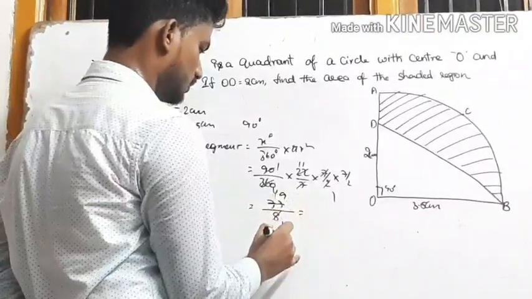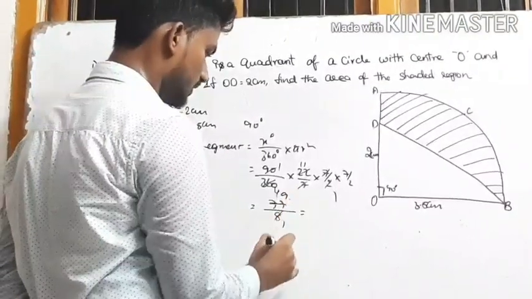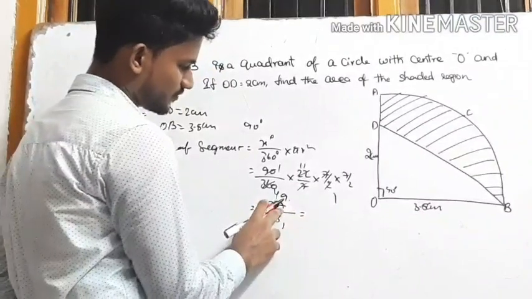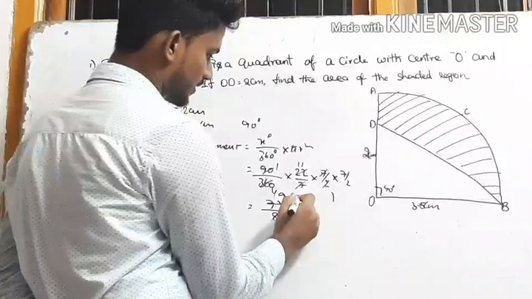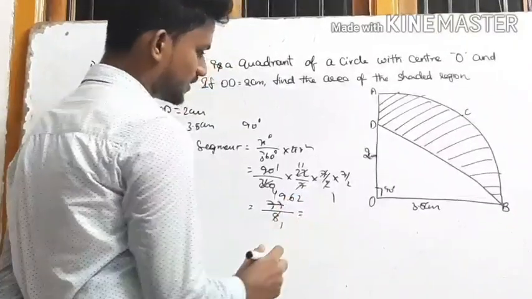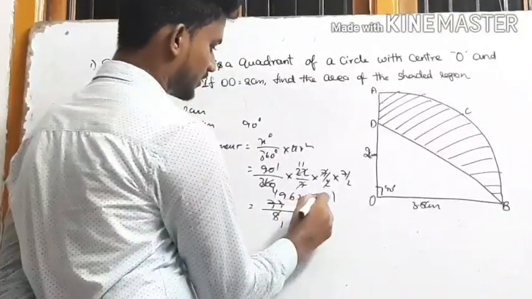8 9s are 72, point. Then 72, point means 50 is there. 8 6s are 48, 20 is there, 20, 8 2s are 16, 16 means 4 is there, 8 5s are 40.